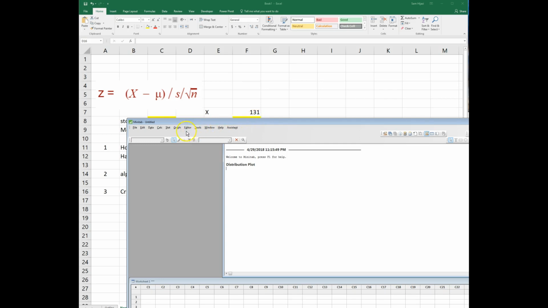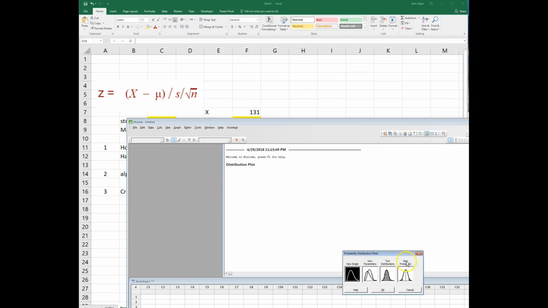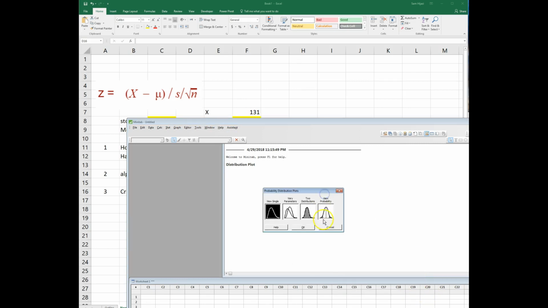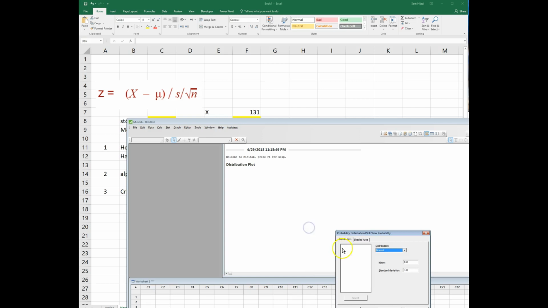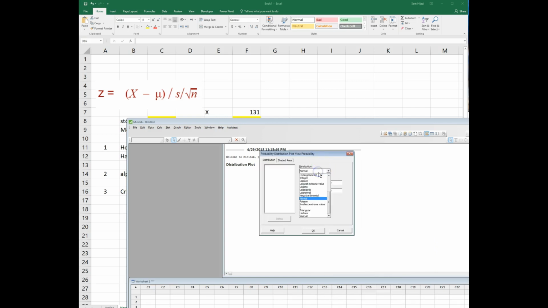So I'm going to go ahead and go to the graph, go to the probability distribution, go to view probability. Also, I'm going to leave it at the default one, which is normal. Of course, later we're going to change this to t, and also to the chi-square. So you have to be very careful about which of those distributions we are using. At this time, we're going to use the normal, which is the default one anyway. So make sure that you understand this.